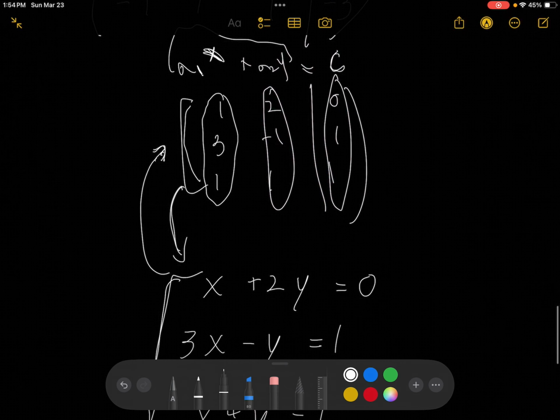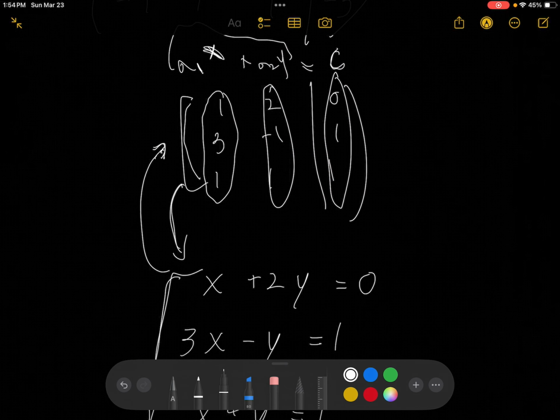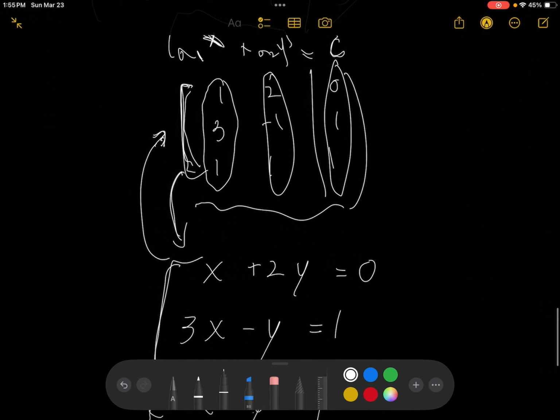We can also talk about equivalent matrices. Two matrices are equivalent if they have the same solution set, meaning the solution set to the system of linear equations represented by one matrix is equivalent to the solution set of the system of linear equations represented by a different matrix.